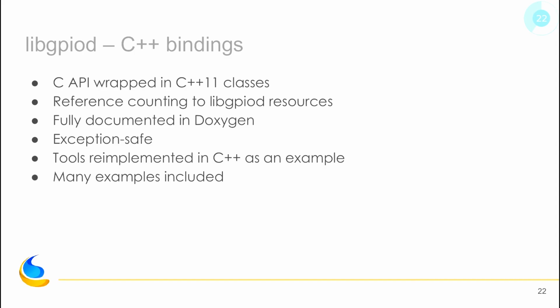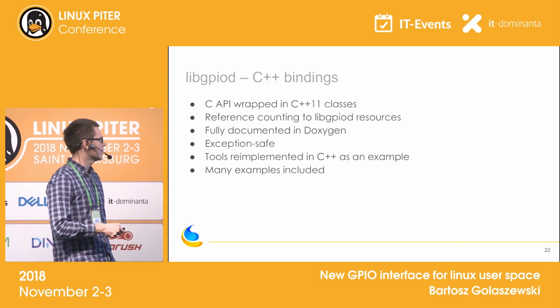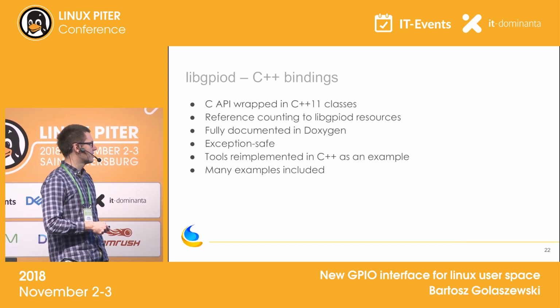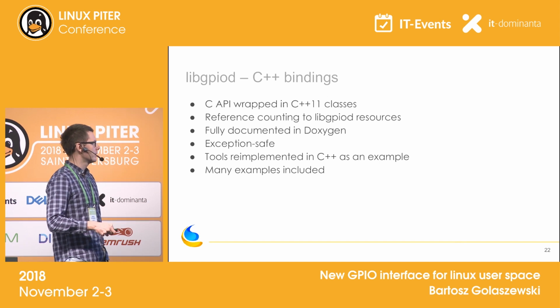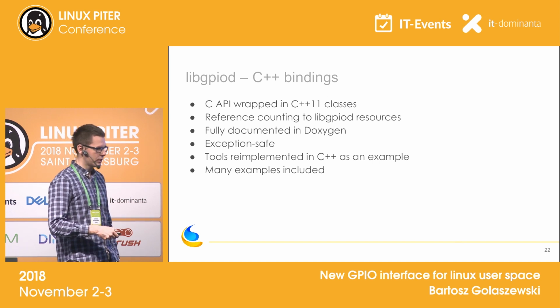Next, we have the language bindings. For now, there are C++ and Python bindings. In C++, we use a relatively modern standard, C++11. We simply didn't need any other features. This makes the API much easier to use. So we wrap all the C classes in C++. You get all the perks of C++, so reference counting when dealing with resources, exception safe code. The tools are re-implemented in C++ as an example. We also include many other examples, and the API is again fully documented in Doxygen.